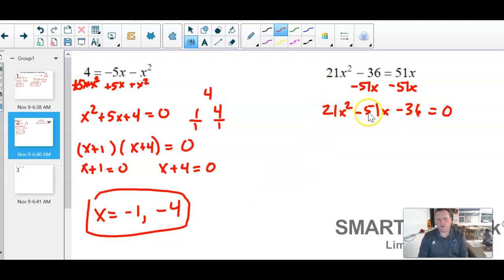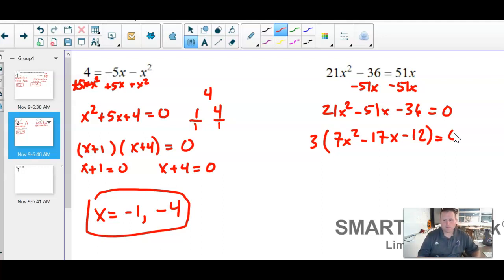3 goes into 21, 51, and 36. So I'm going to divide each of those and then just put the 3 on the outside. This will become 7x squared, this will become 17x, and then this will become 12 here. Why I do that again is because it makes my life a little bit simpler when you start timesing those values together.